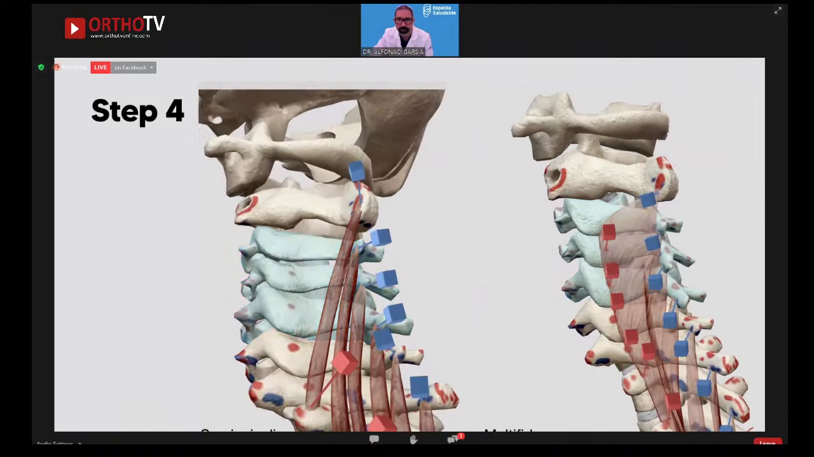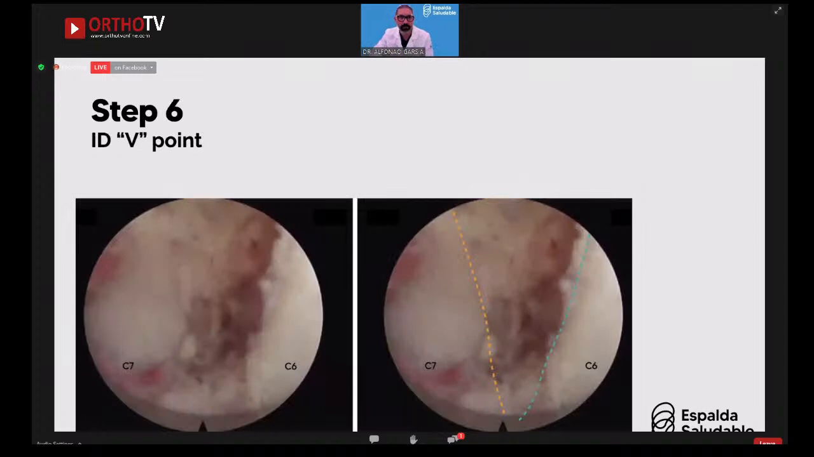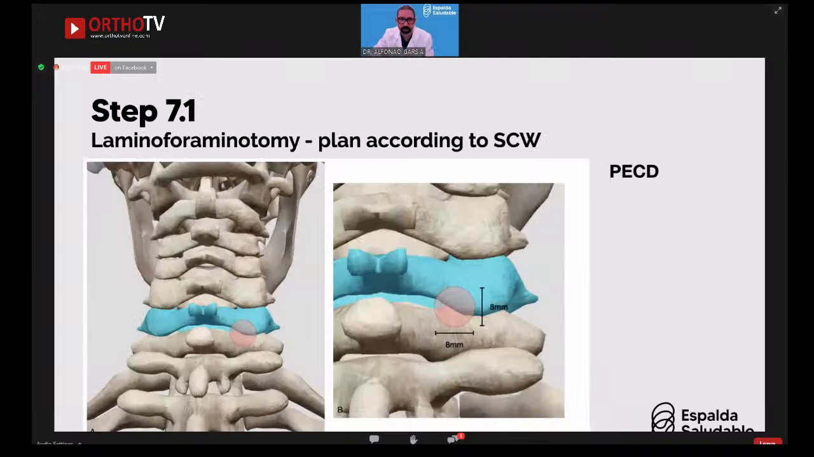So this is followed by sequential dilation and placing of the tubular retractor with the endoscope. So as you can see, the first step, step six obviously, once you put this scope in is to identify the V point. And this will look something like this. And the cannula itself, as Dr. Quillo mentioned earlier, can let you have a good measurement of how much bone you are taking out.